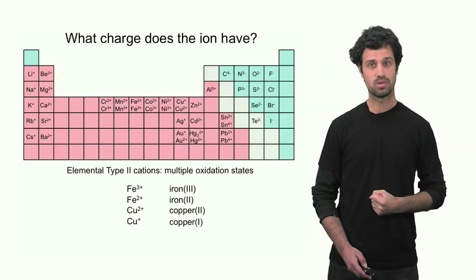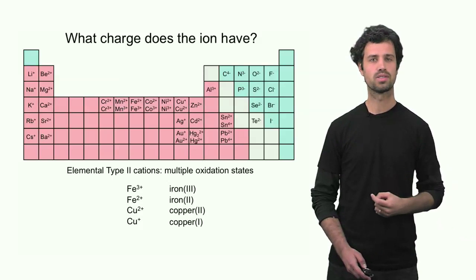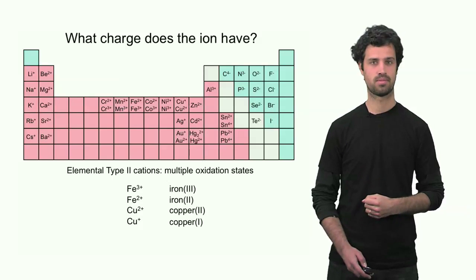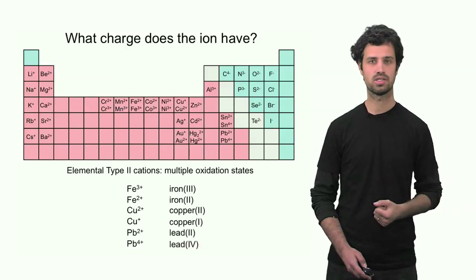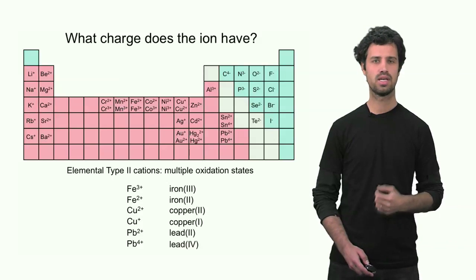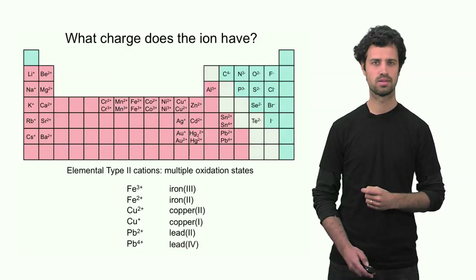The Roman numeral indicates the oxidation state of the element. Copper exists also in 2 oxidation states. It can exist as 2+ and 1+. That is copper(II) and copper(I). Lead can exist in 2 oxidation states as well. Lead 2+ and lead 4+. Indicated here by lead(II) and lead(IV).